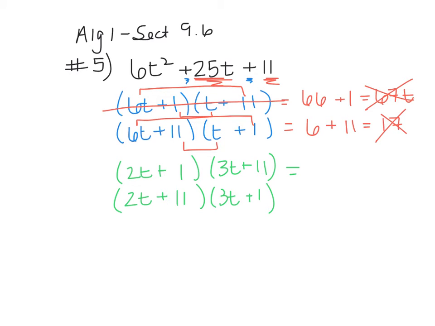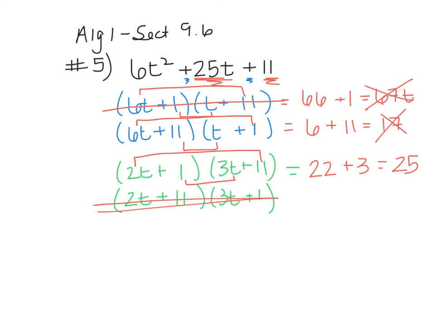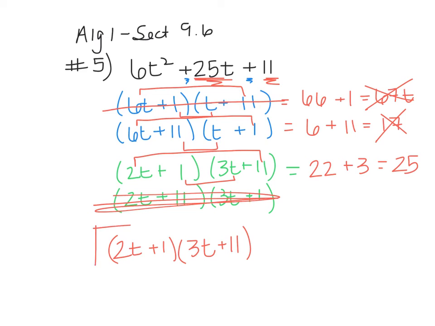So again, I'm going to double check my outside terms. So 2t times 11 is 22t, plus 1 times 3t is going to give me 3t. So that right there gives me 25t, which is exactly what I want. So I don't even have to test this one. I know that my factors are going to be 2t plus 1 and 3t plus 11, which are going to give me 6t squared plus 25t plus 11.